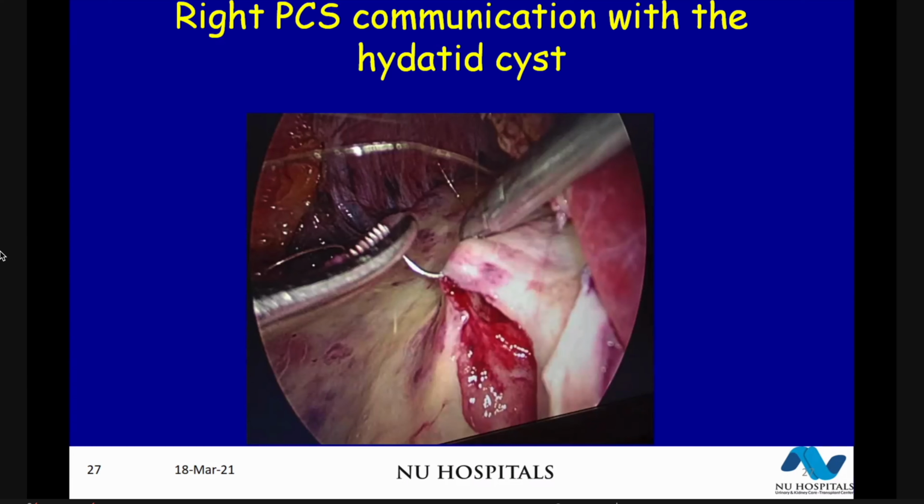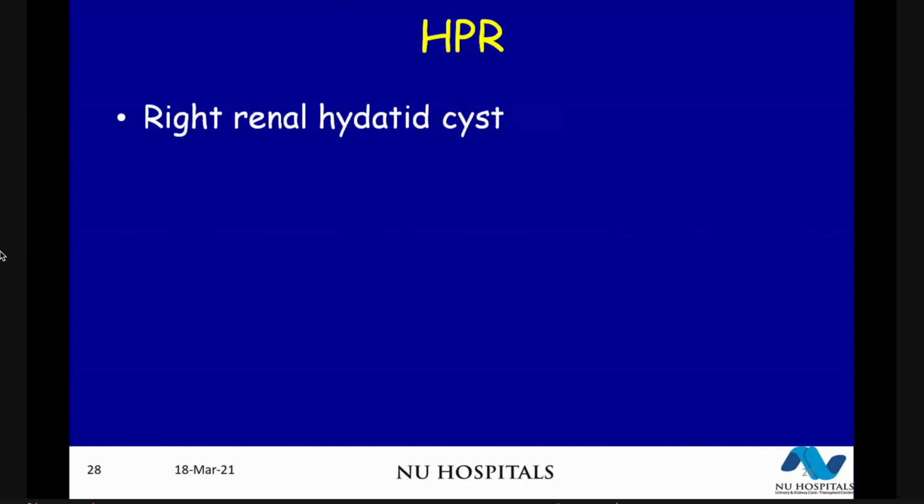Thereafter, when we put a camera inside the cyst, we saw a communication of approximately 1 centimeter with the PCS. This was closed using Stratafix suture, an absorbable V-Loc suture, and the histopathology reported it to be right renal hydatid cyst.